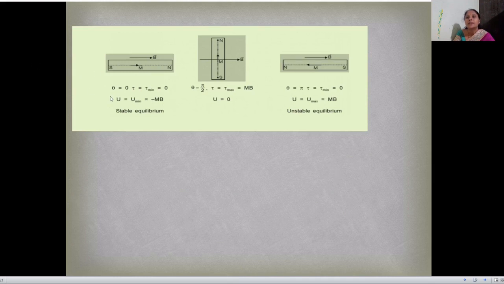Firstly, in the figure, θ is equal to 0 when torque is minimum, and the potential energy is minus mB, a stable equilibrium state. Secondly, θ is equal to π/2, that means 90 degrees. Cos 90 degrees is 0 and potential energy is 0, and the bar magnet is shown in the figure. And last one, θ is equal to 180 degrees, torque is equal to 0 and potential energy is maximum, that means plus mB, and the state is the most unstable state here.